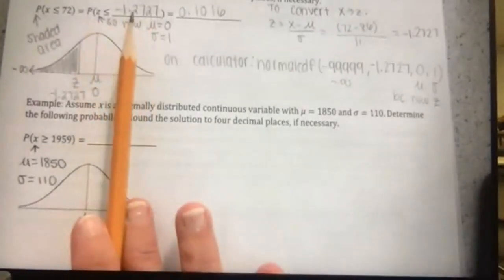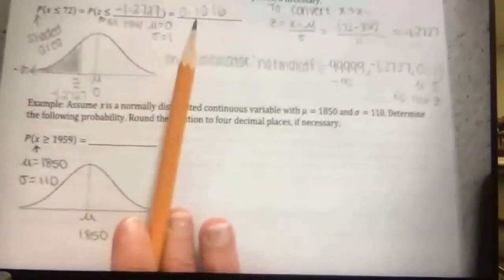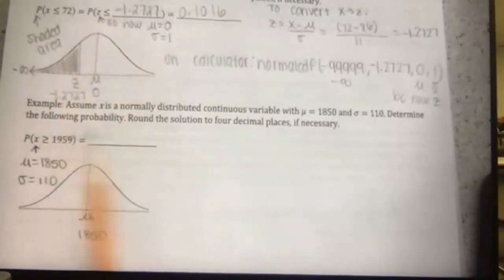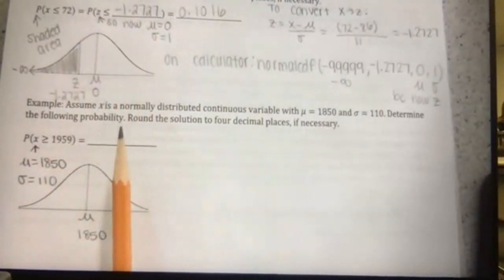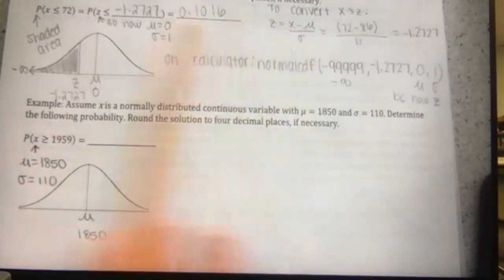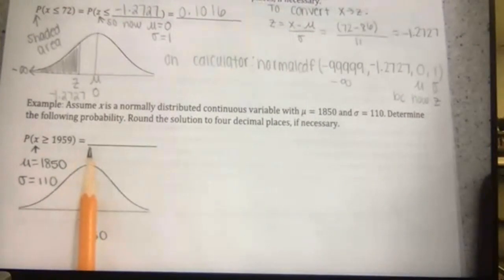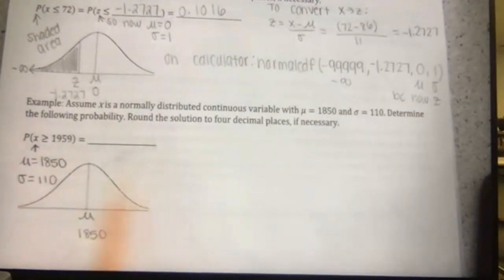Like this one asked us, like this was part A, and this was part B. This asked us to convert it to z. This one doesn't ask us to convert it to z, so we don't have to. And this is exactly how it'll look on the homework, except I put in the picture of the curve. So yeah, because this one didn't ask us for our z value, we don't have to convert to z.